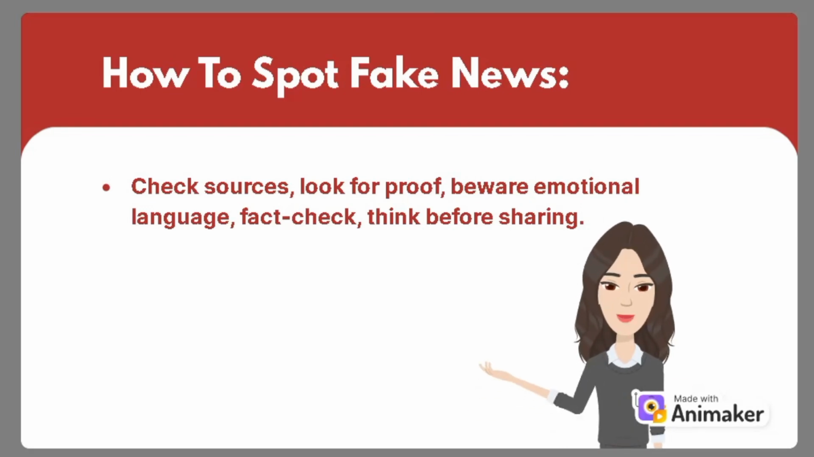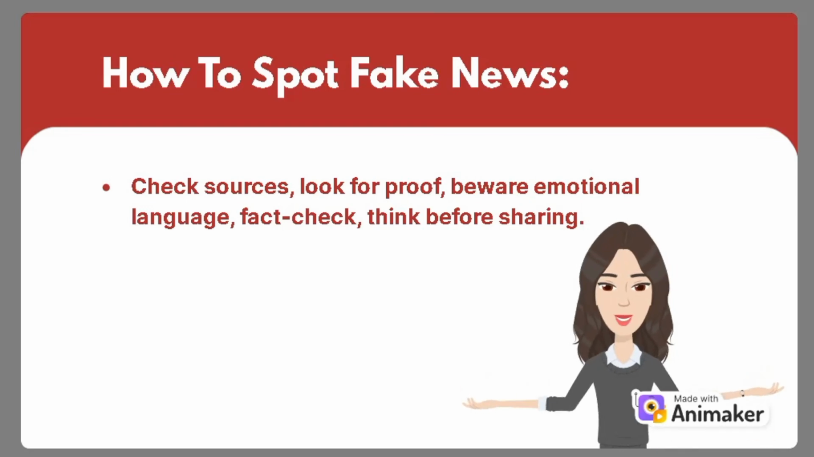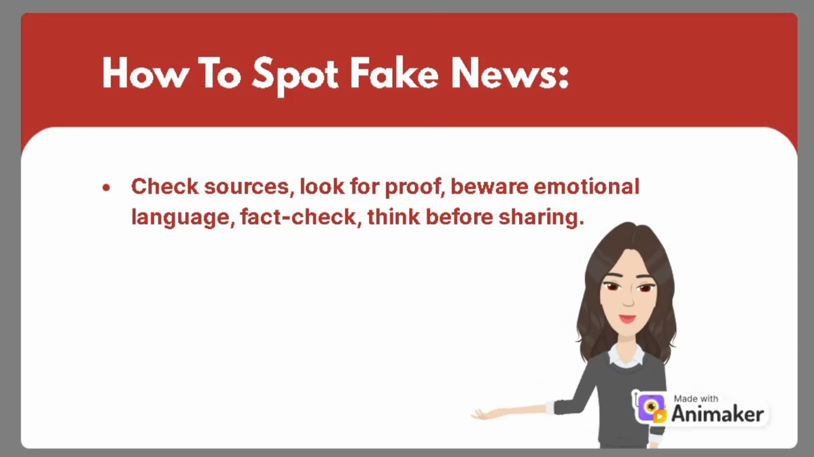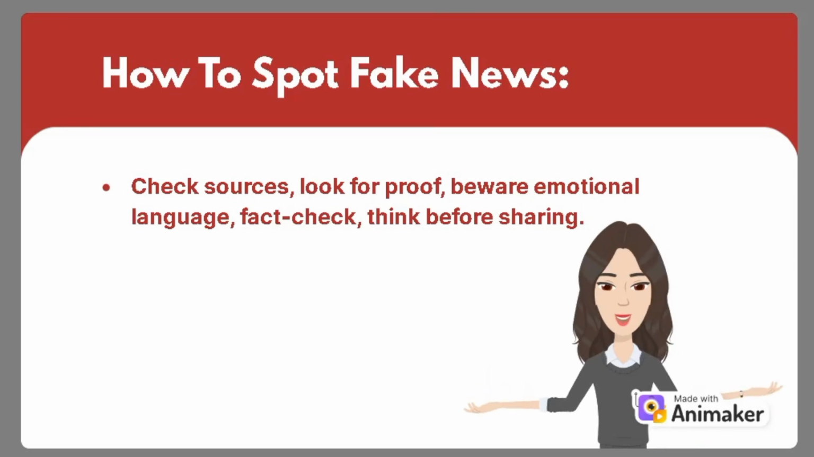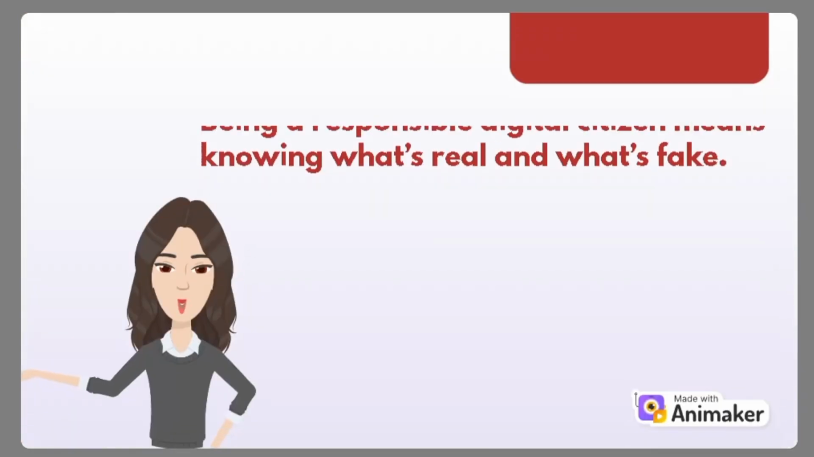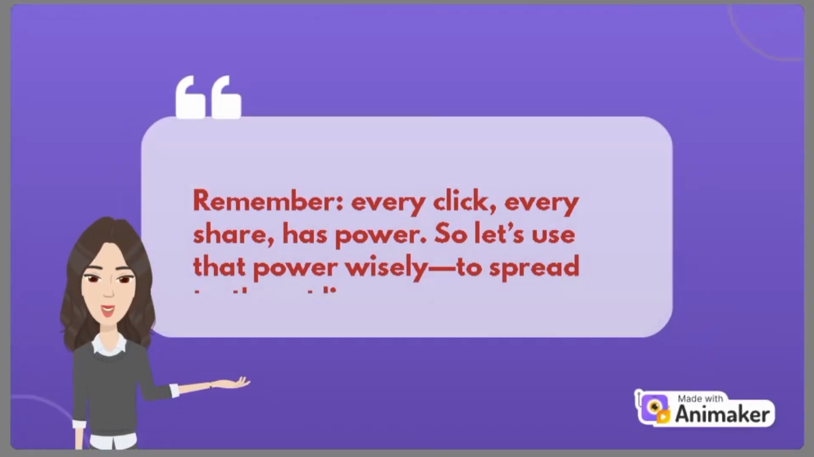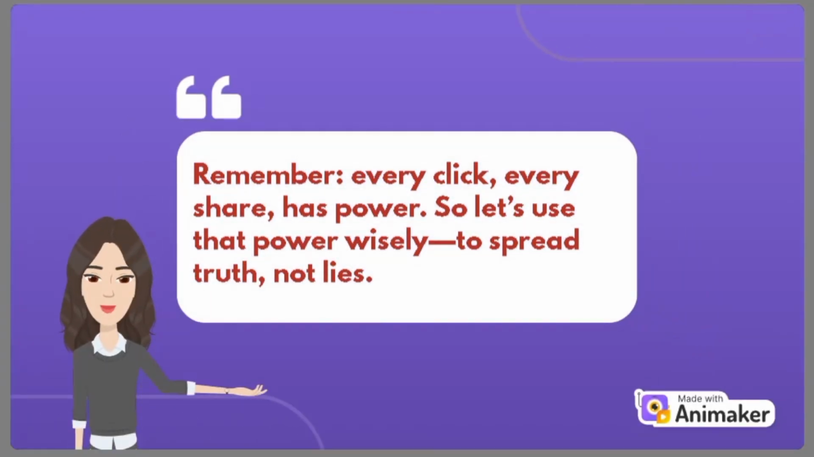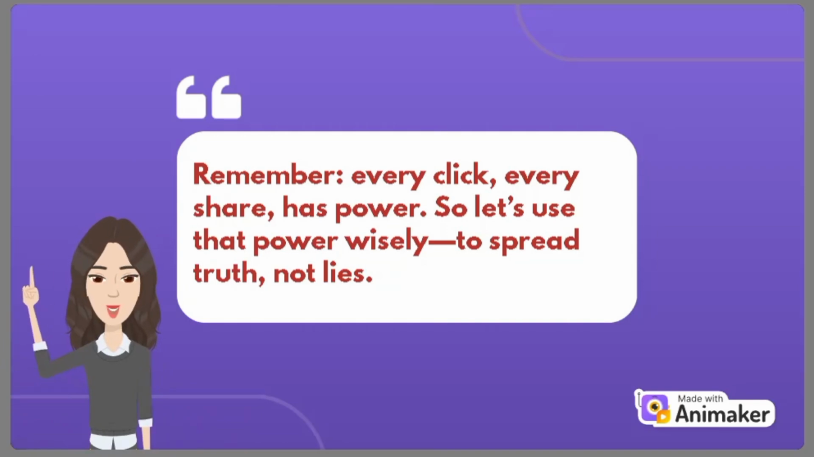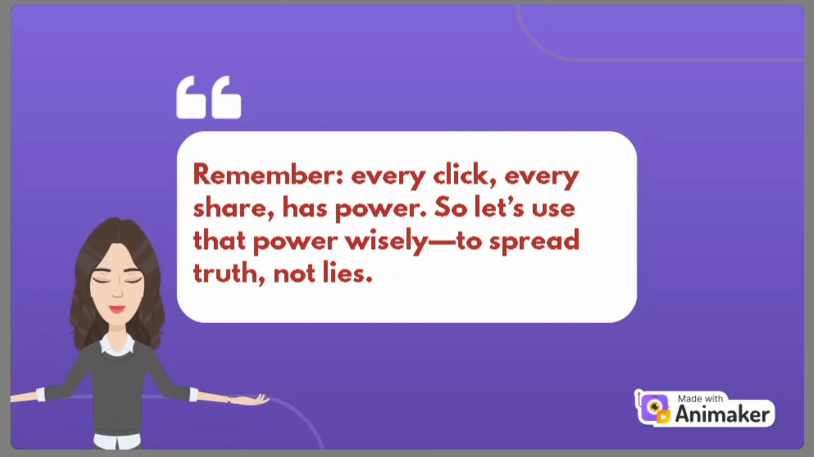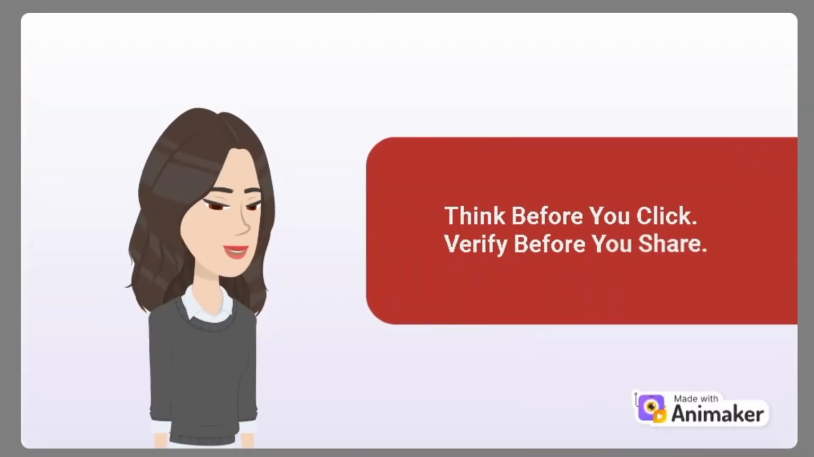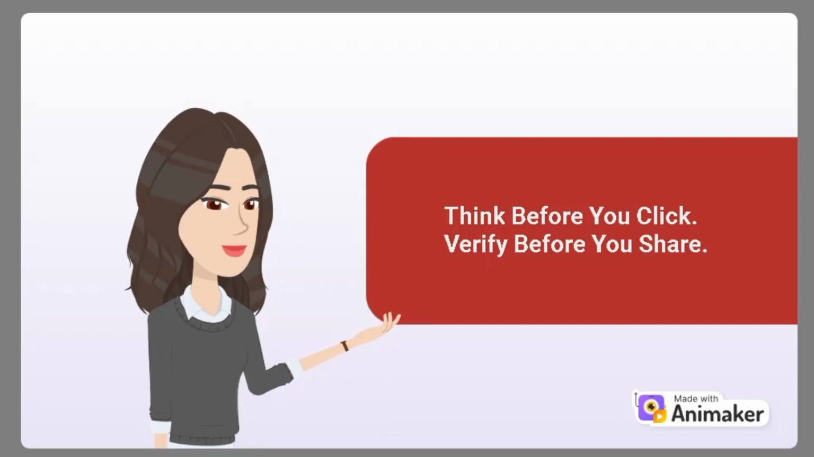Number 4. Cross-check the story. Search other sites. If no trusted outlet reports it, it's probably false. And number 5. Think before you share. A few seconds of checking can stop misinformation from spreading. Being a responsible digital citizen means knowing what's real and what's fake. Remember, every click, every share has power, so let's use the power wisely to spread truth, not lies. Fake news might be everywhere, but with awareness, critical thinking, and responsibility, we can keep the internet a safer and more trustworthy place.